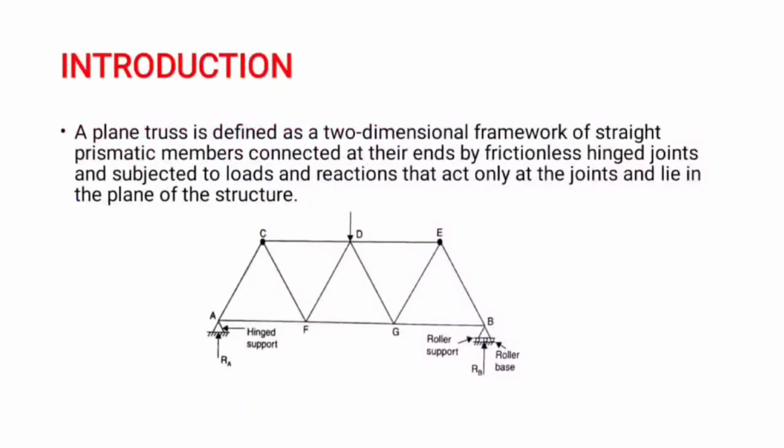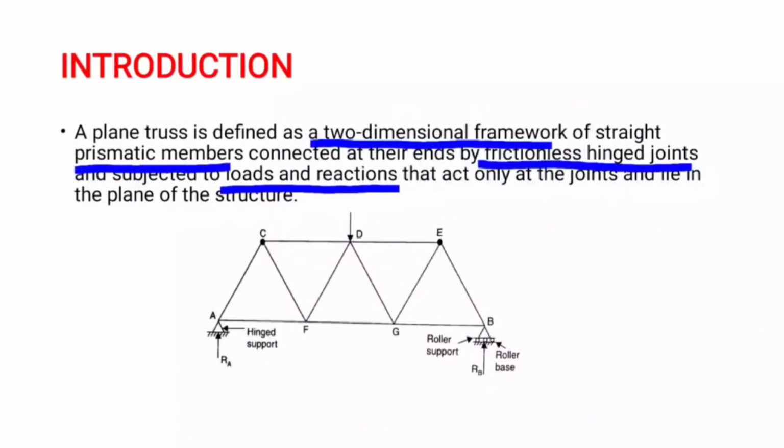First we understand and we know the definition of plane truss. What is the definition of a plane truss? Plane truss is defined as a two-dimensional framework of straight prismatic members connected at their ends by frictionless hinged joints and subjected to loads and reactions that act only at the joints and lie in the plane of the structure.